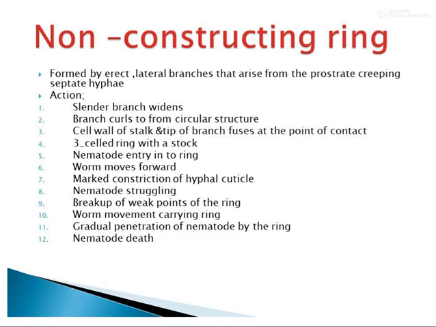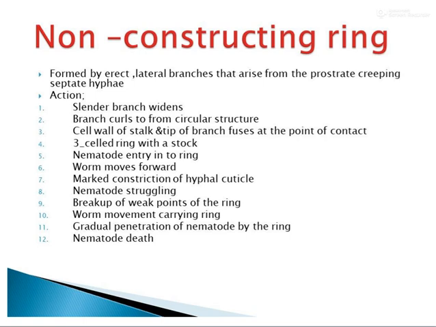Now coming to the non-constricting rings. Sometimes you can see that erect lateral branches arise from prostrate, creeping septate hyphae. These slender branches widen and the branch curls to form a circular structure called the ring. The cell wall of the stalk and the tip of the branch fuse at the point of contact, and three-celled rings with a stalk are formed.